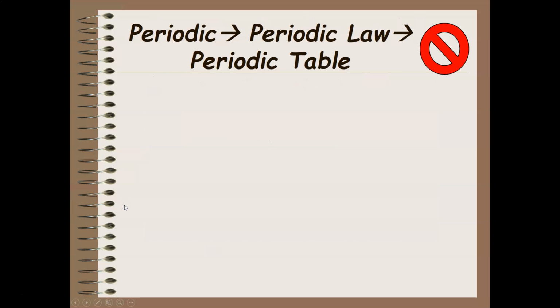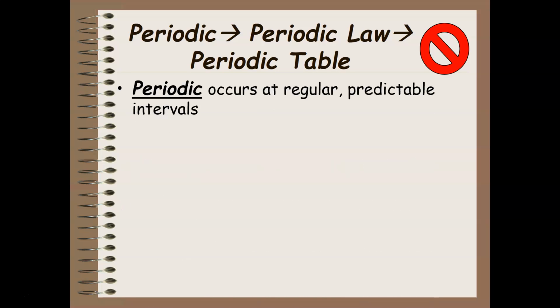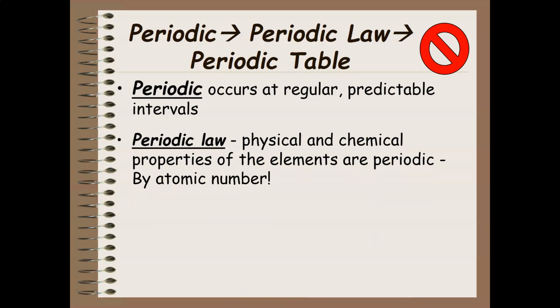So first, I just want to talk a little bit about why it's called the periodic table. You don't have to write this part down. You should listen to it so you understand some of the things we'll talk about later. The word periodic means something is happening at predictable, regular intervals. And so the idea of something happening in a predictable fashion led them to come up with the periodic law.